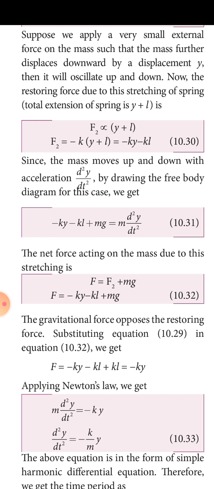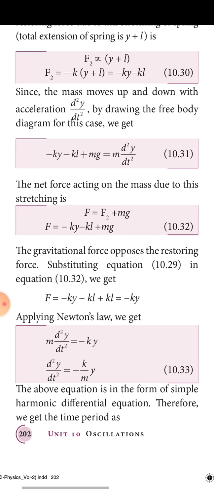So the net force acting on the mass due to this stretching is F equals minus ky minus kl plus kl, equals minus ky. So applying Newton's law, we get m d squared y by dt squared equals minus ky. So d squared y by dt squared equals minus k by m into y.